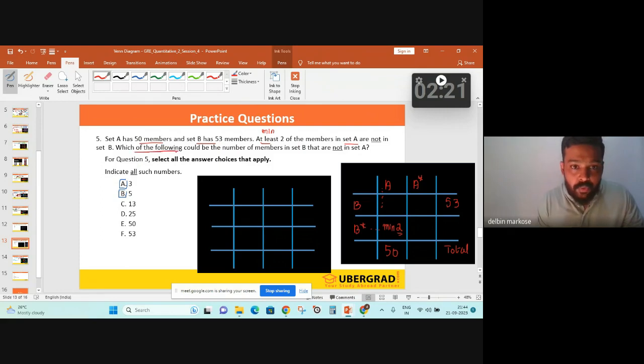Yeah, which could be the possible values they are asking. Which of the following could be the number of members in B and not in set A? So B not in set A. So they are asking all the possible values. Okay. Is this question clear to everyone? So all they're asking is, can I substitute 3, 5, 13, 25 here for possible value?